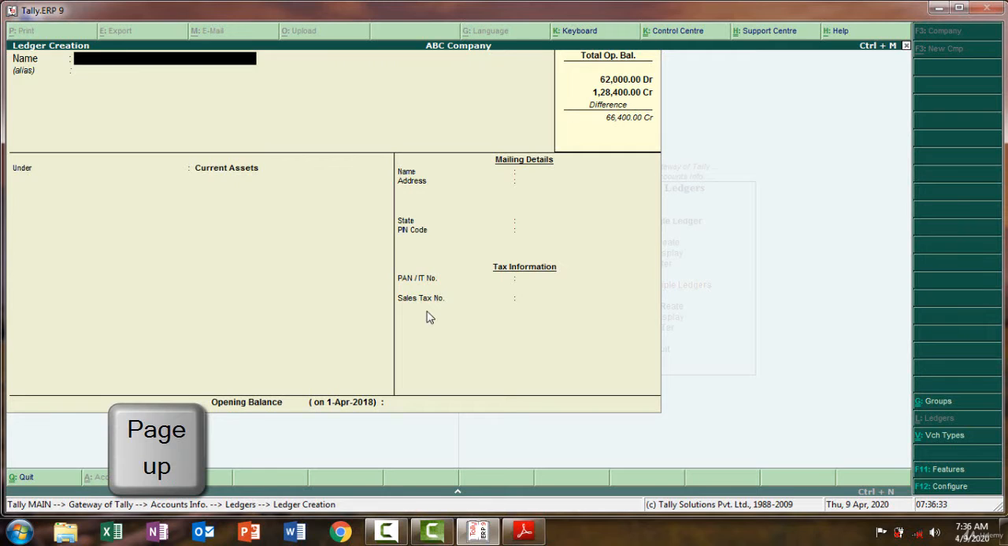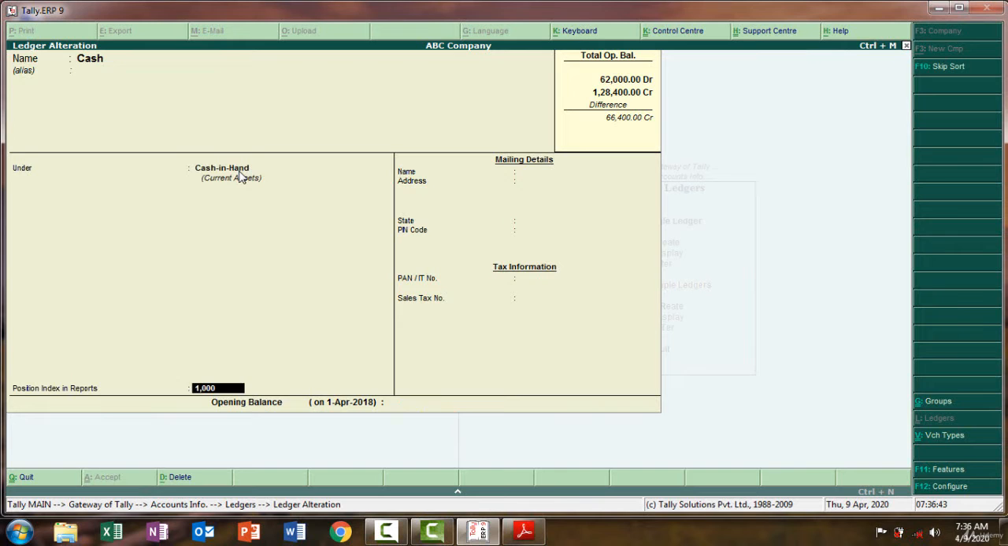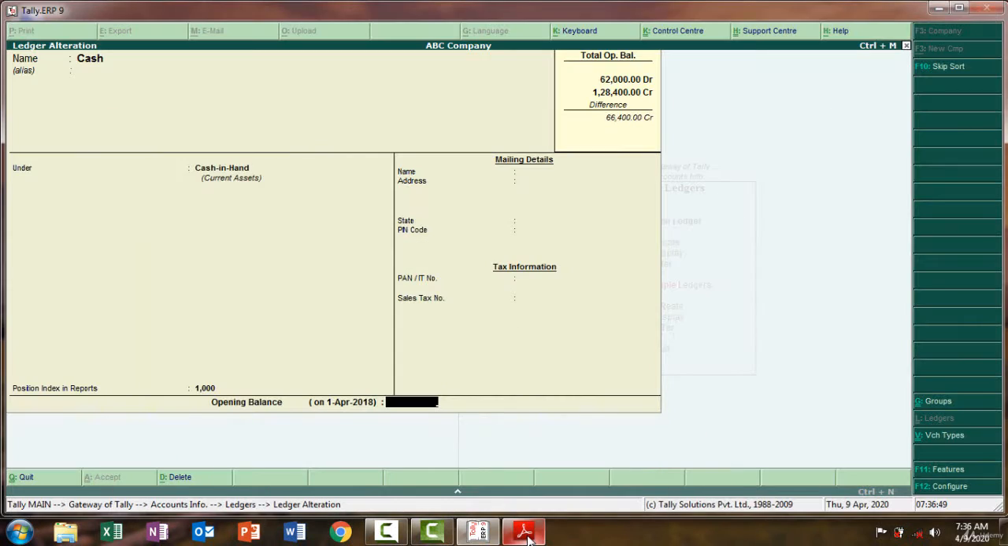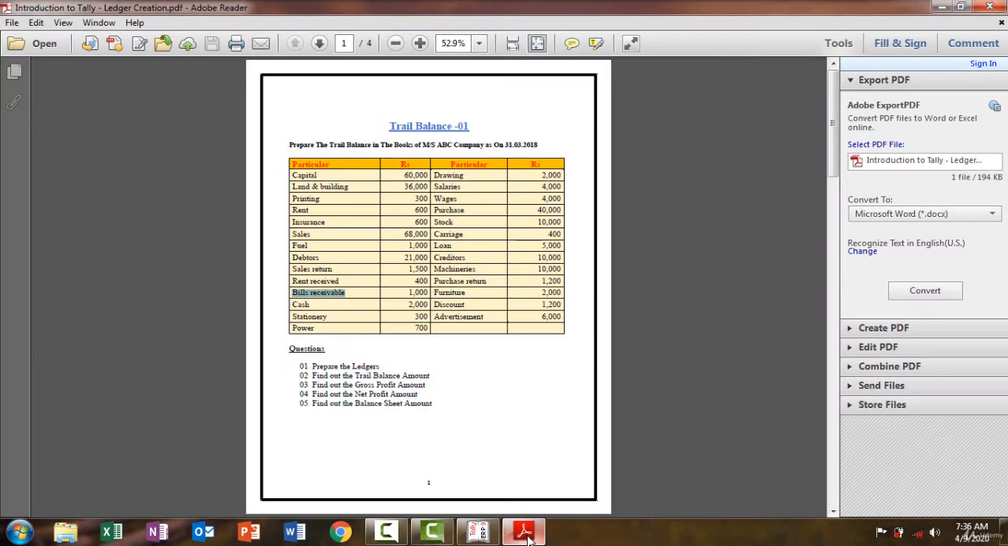If you press the Page Up key, you can see the cash. Yeah, now we can see the cash. So we have to enter the amount, how much cash in hand, 2000. I'm going to put cash, always debit, it's an asset for us.